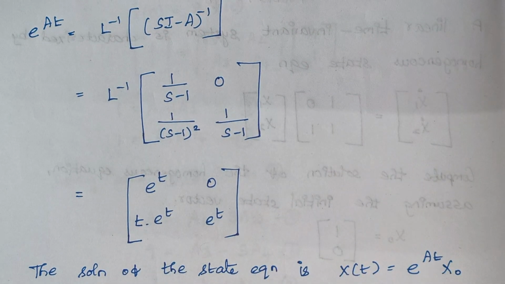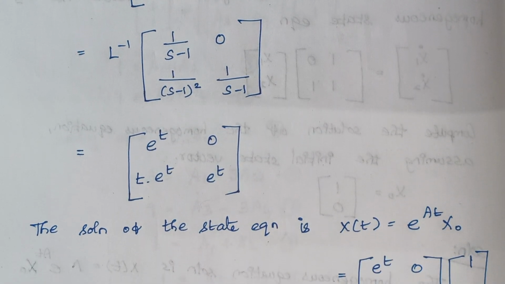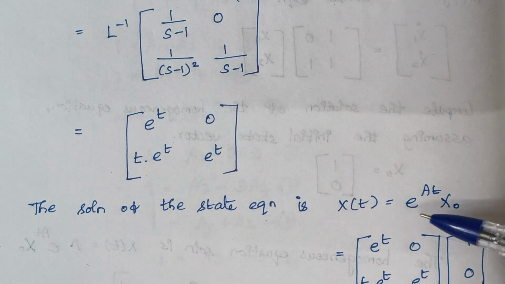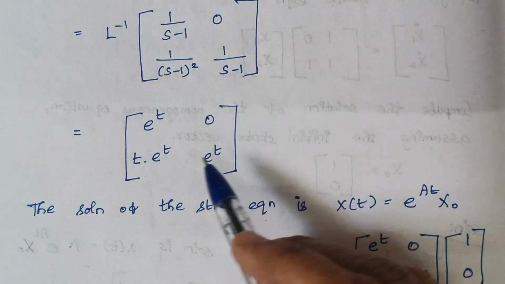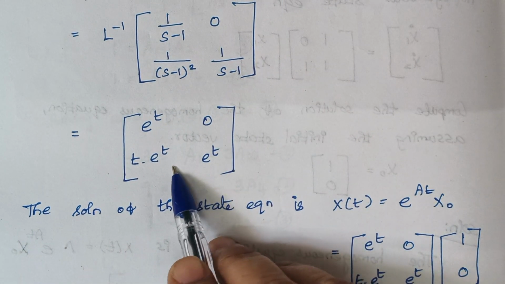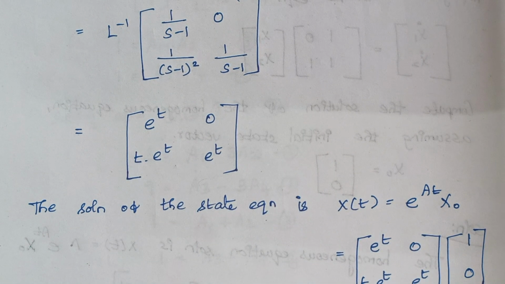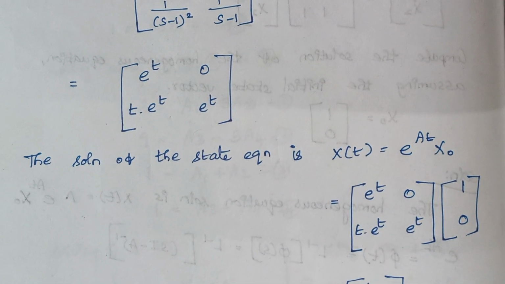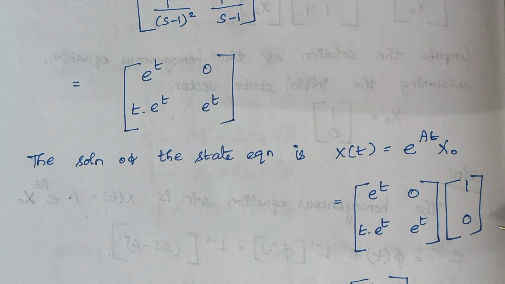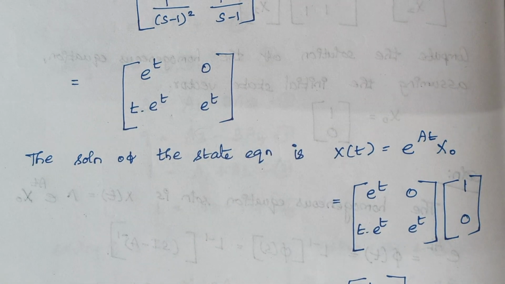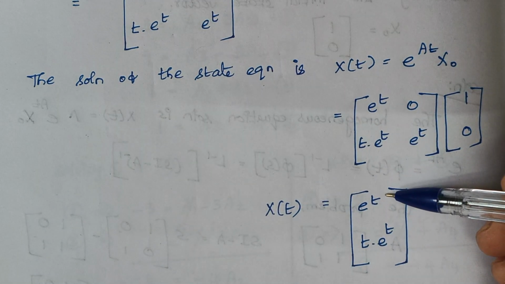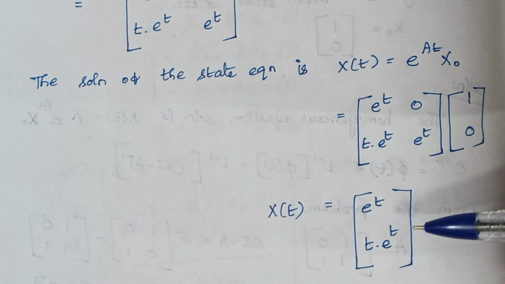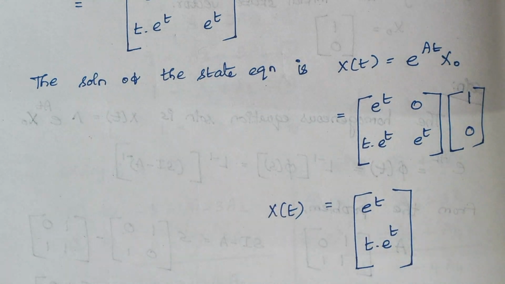Right. So the solution of the state equation is x of t is equal to e to the power At into x naught. Right. So this is our e to the power At matrix. So just substitute it over here, and the value of this x naught is given in the problem. Right. So when you multiply these two matrices, our final matrix is e to the power t, t into e to the power t, right?